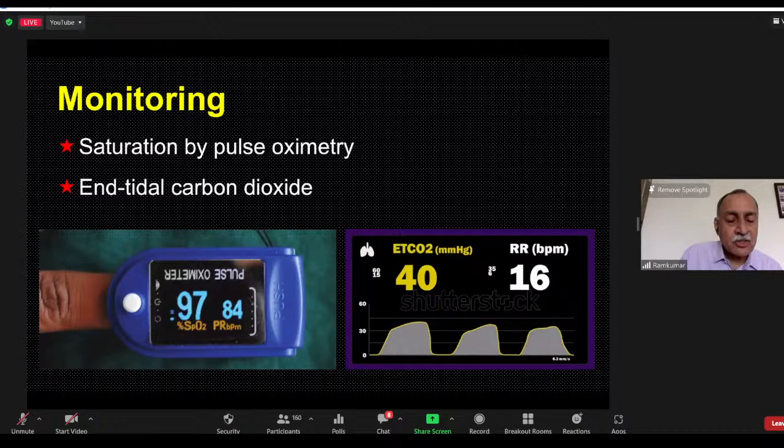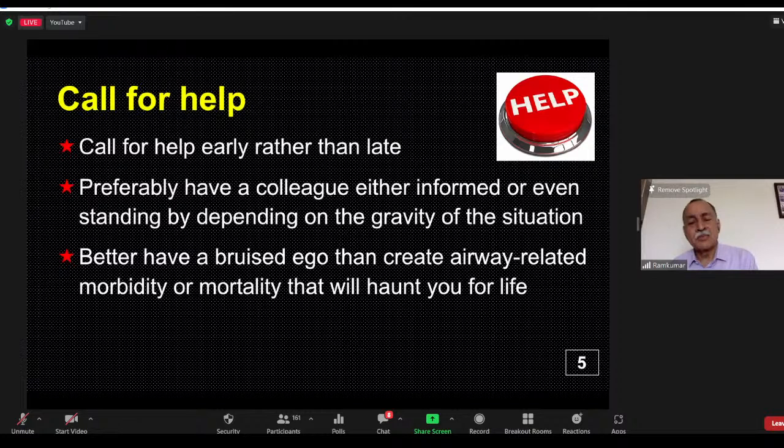And the pulse oximeter value on the left that you see, remember that 95% is the number we are looking for. Drops below 95, raise an alarm. Now, call for help as early as possible. Press the panic button early rather than late.